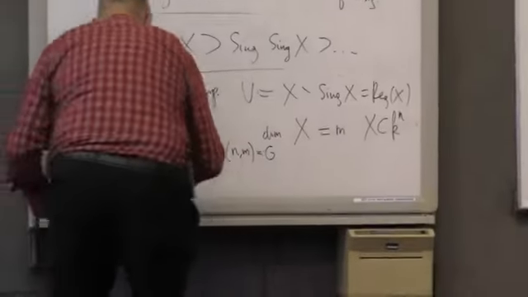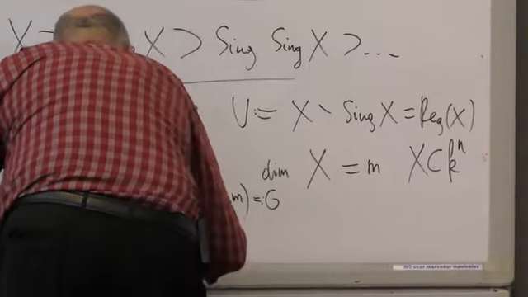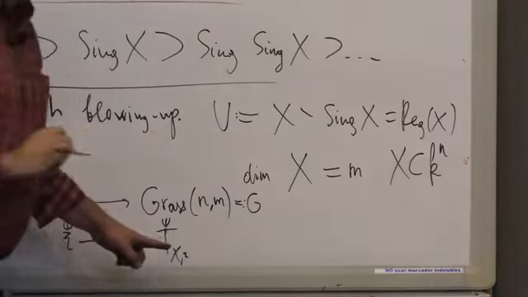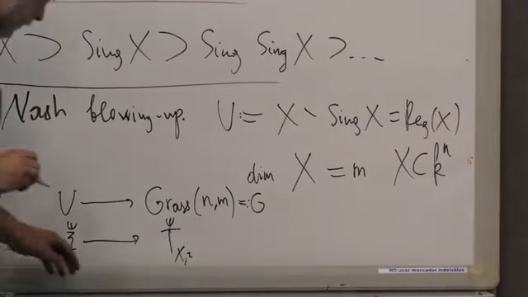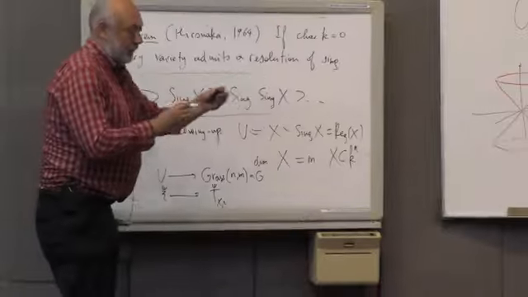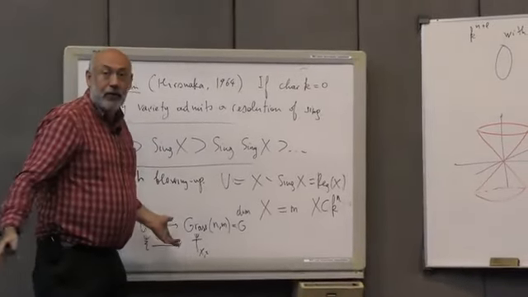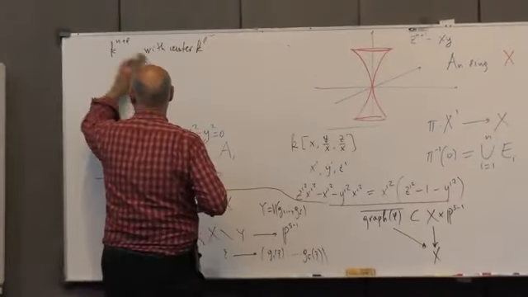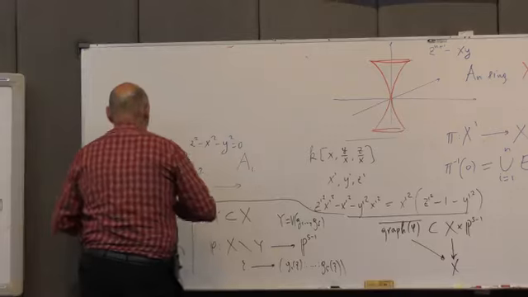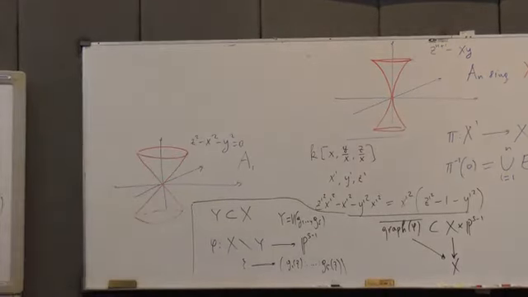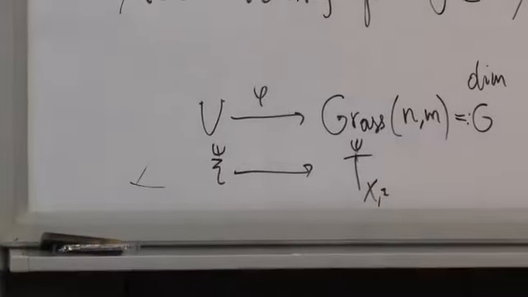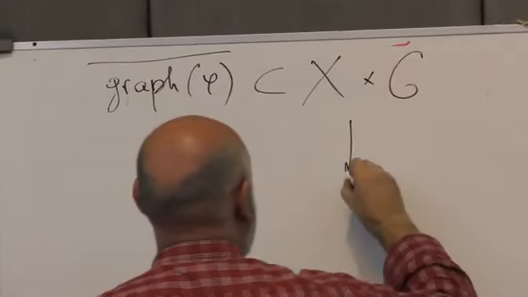What the Gauss map does is just take any non-singular point and map it to its tangent space. But I view the tangent space as an element of the Grassmannian. That's the Gauss map. And then Nash does exactly the same procedure. Consider the graph of this and take the closure, and you obviously get something birational and proper. So let me denote the Gauss map by phi. We consider the graph of phi inside X times the Grassmannian, take the closure, and project on the first coordinate.